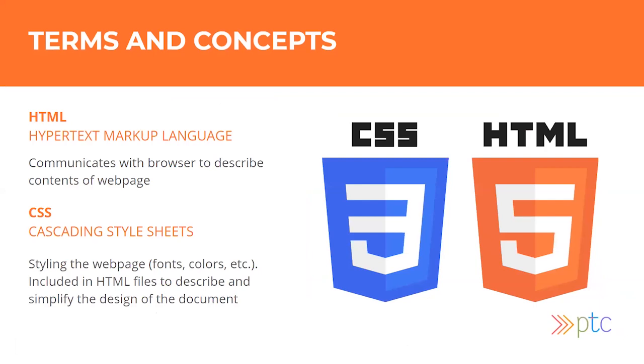All right, so before we jump into everything, we're going to define a few terms and concepts. So first off, what exactly is HTML? HTML stands for Hypertext Markup Language, and it was released in the 90s. It isn't a programming language per se. It's a markup language that helps to design documents to display in our browsers.